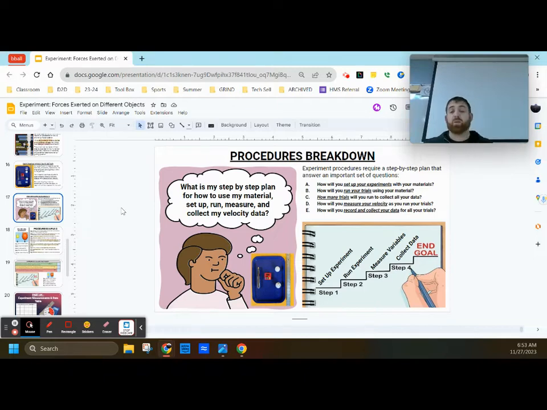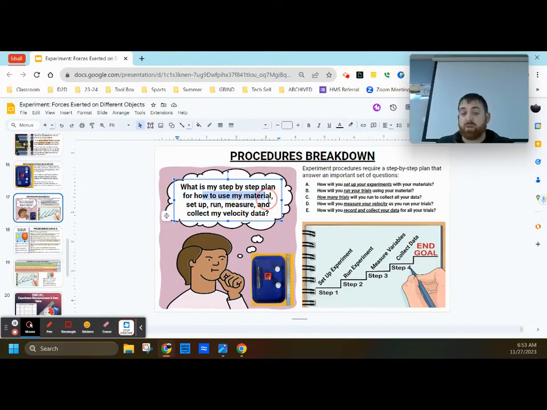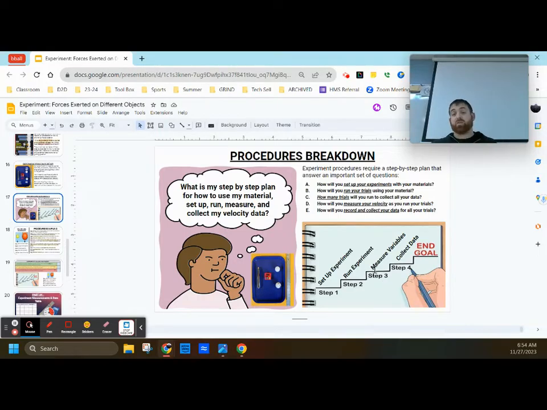So when it comes to setting up procedures, we have to ask ourselves, what's going to be that step-by-step plan for how we use the materials, set it up, measure, and collect our velocity data. Whenever scientists set up an experiment, they have four important steps. Step one is figuring out how they're going to set it up. Step two is running that experiment. Step three would be measuring those variables. And step four would be collecting that data to help them explain what's going on or answer those big questions, kind of like our focus and guiding question.